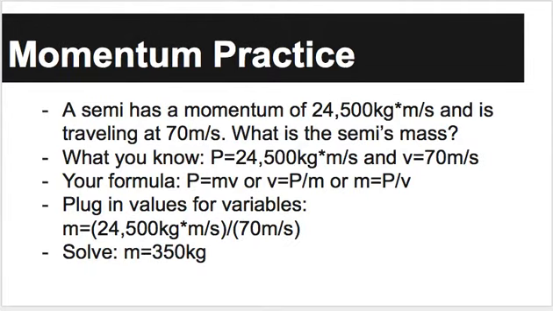Our last momentum practice. A semi has a momentum of 24,500 kilograms times meters per second, and is traveling at 70 meters per second. What is the semi's mass? Again, you write what you know, you write your formula. So here on this slide we have all three types of the formula. You plug in your values for your variables. We have 24,500 kilograms times meters per second divided by 70 meters per second. And when we do that, we end up with a mass of 350 kilograms.